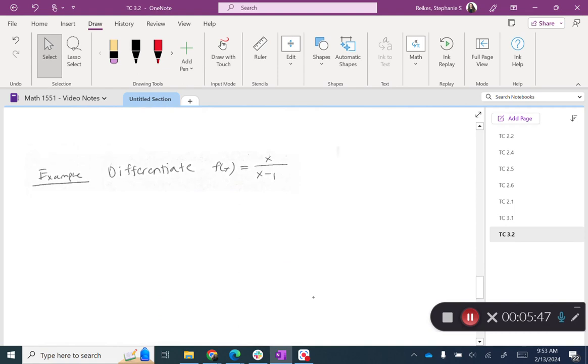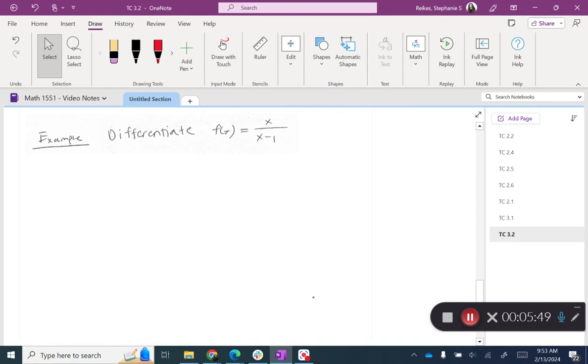Let's take a look at example number 2. Let's differentiate f of x is equal to x over x minus 1. Again, I'm going to go ahead and use that same definition of the derivative. We've got the limit as h approaches 0 of f of x plus h minus f of x all over h.